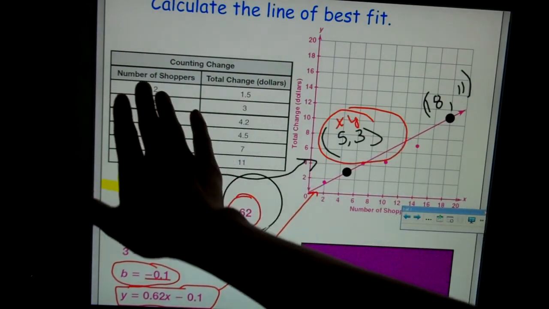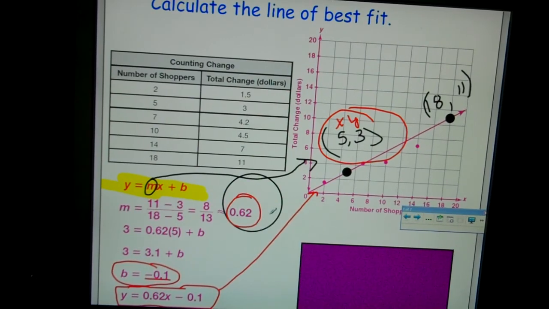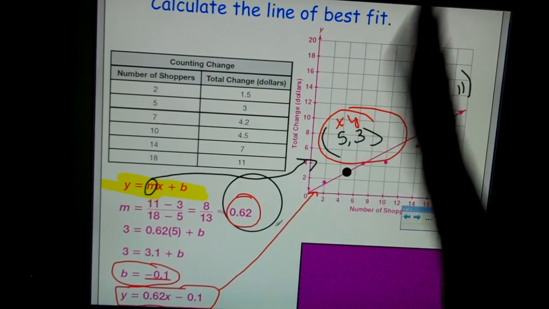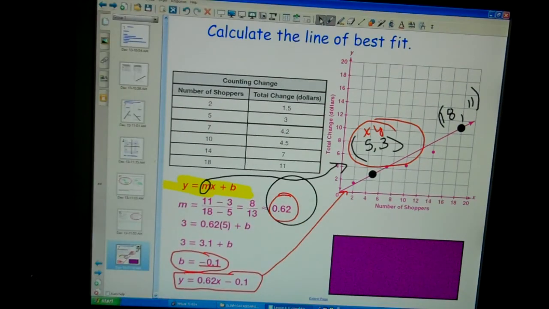That best fits these shoppers and their total change, the relationship that these two have. Okay? I would pause this and do it again if you were not for sure on that. Okay? Because at this point, you've got to be able to write the equation for the line of best fit.